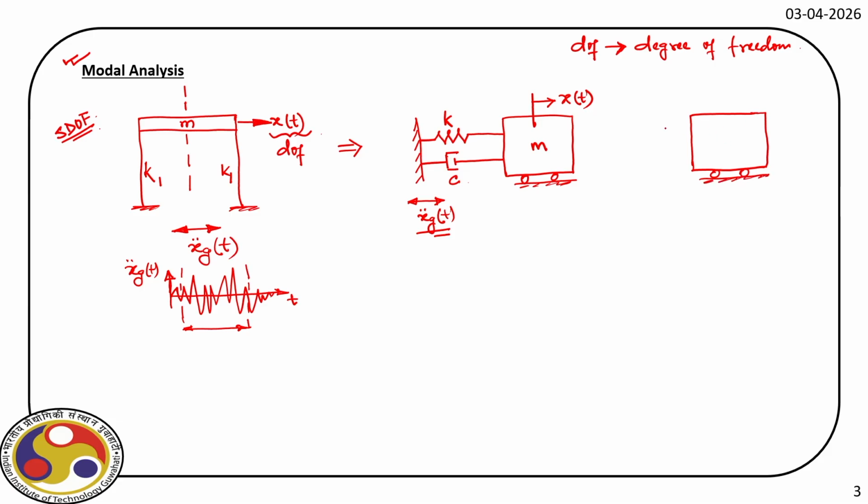So the moment it tries to move in the horizontal direction towards right, there will be a spring force opposing that motion, and that is K times X. K is the spring constant, and there will be damping force also, and it is C times X dot. There are different damping models available. Let us not go into those details. That is not our objective of this discussion.